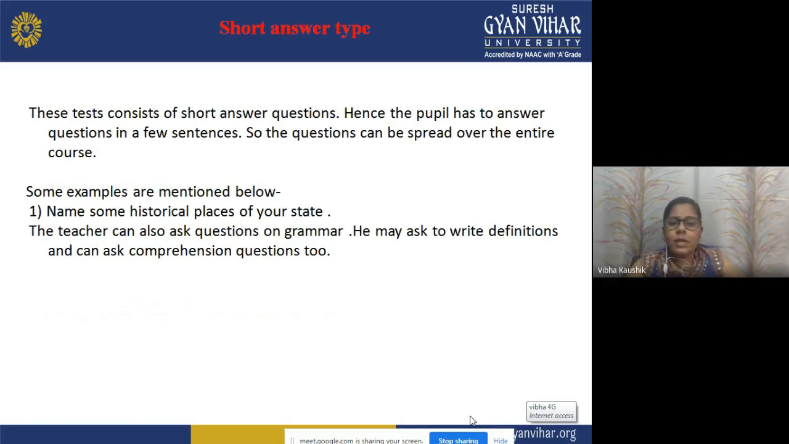Some examples of the short answer type are mentioned below. Name some historical places of your state. The teacher can ask such questions, asking the student to name the historical places of their state. The student will give the answer to that particular question in a few sentences only.